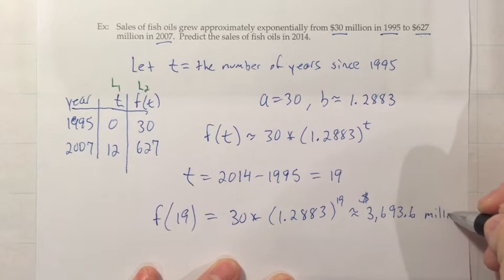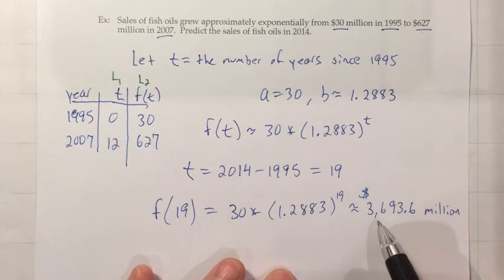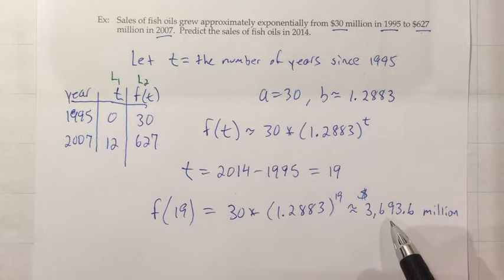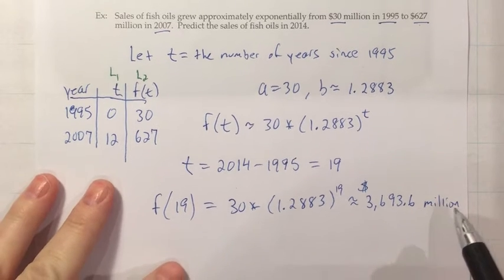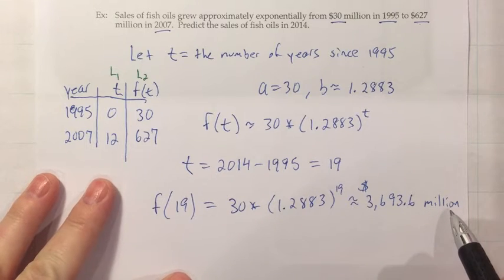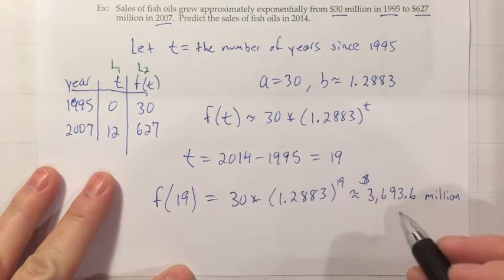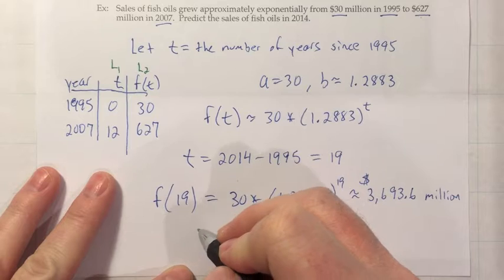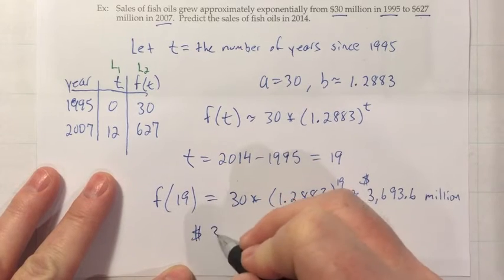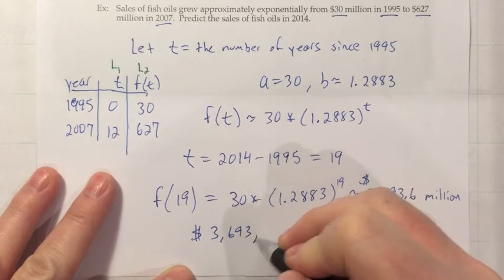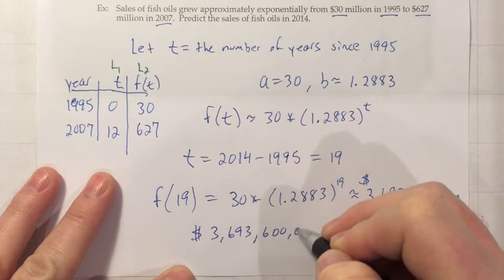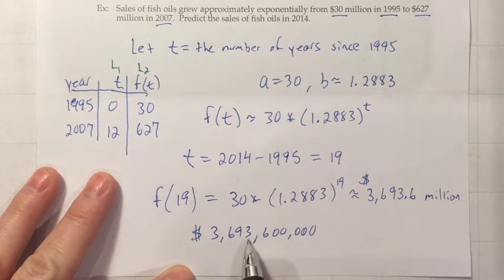And to me, there's just something a little weird about talking about 3,693 million. If we're going to do that, either we should multiply by a million, and that would move the decimal 6 places to the right. So 3,693,6 with all these zeros. So this would be the millions place.